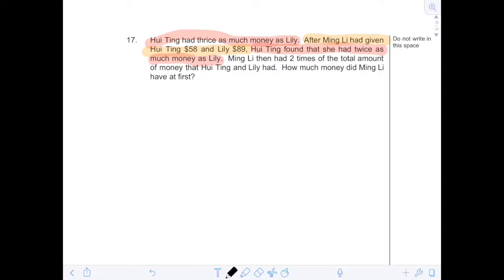Okay, now we're going to stop here and start drawing our model first. Okay, so Hui Ting, from the very start, will have thrice. Okay, and this is Ming Li. Sorry, not Ming Li. This one should be Lily. Okay, Lily will only have one unit.